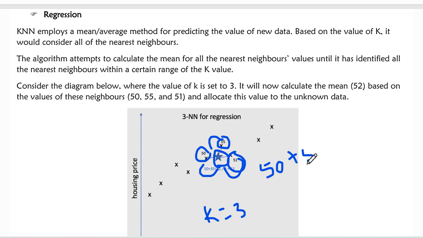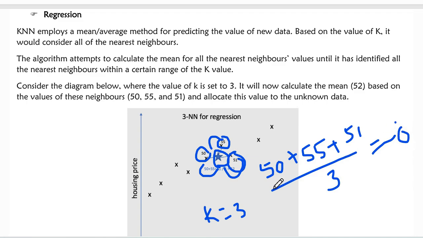Then we find the average: 50 plus 55 plus 51, divided by 3. That sum is 156, so 156 divided by 3 gives 52. This is the final value of the given test instance. As you know, in regression the class value must be a numeric value, so the class of the given test sample is 52. That means if we apply KNN for regression, we find the k smallest distance values, then we find the average of those k smallest values.